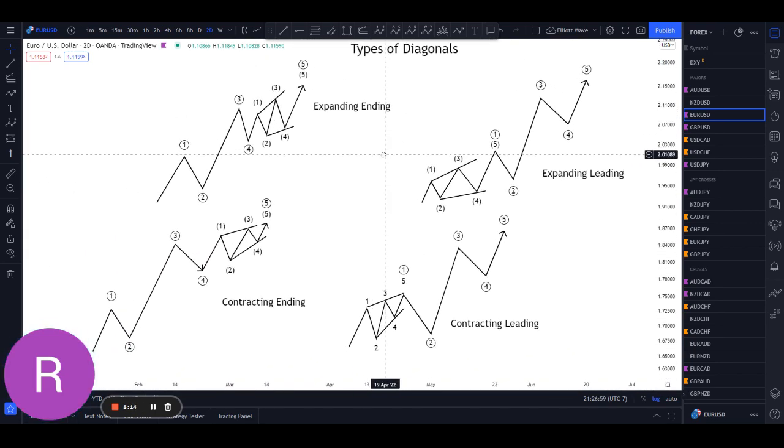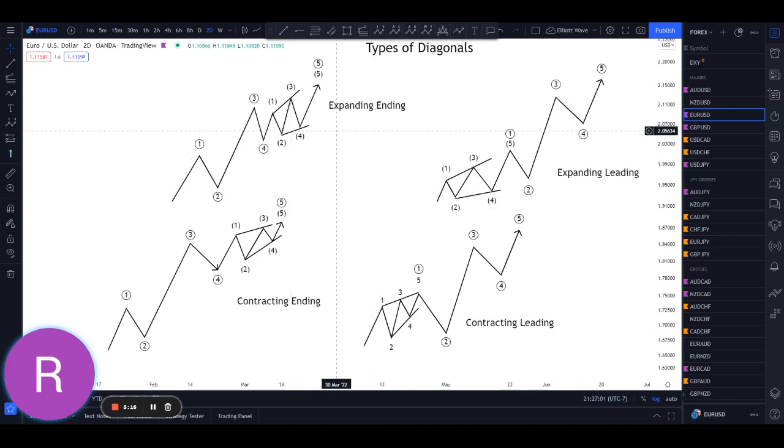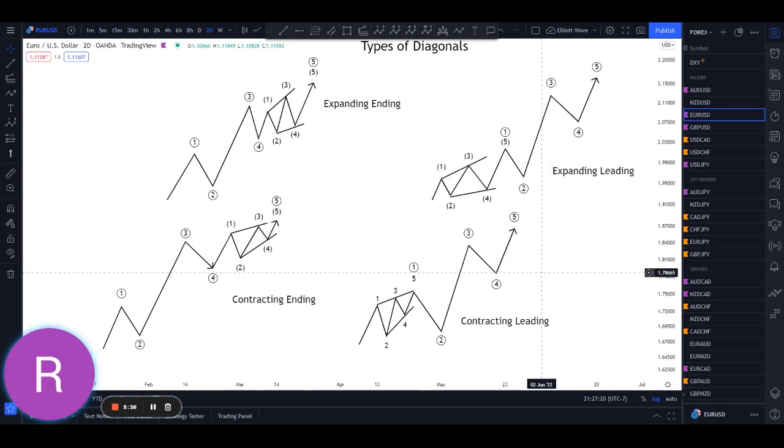So ending diagonals, as you can probably guess, appear at the end of a larger term wave sequence. They are usually found in wave 5 and C, usually when prices are moving pretty quickly. Because they are found at the end of a larger wave structure, they are a strong signal that a reversal is close by. And leading diagonals appear at the beginning of a larger term sequence. Leading diagonals are typically found in the wave 1 or A position, usually after a strong move. So you can use that as a clue.